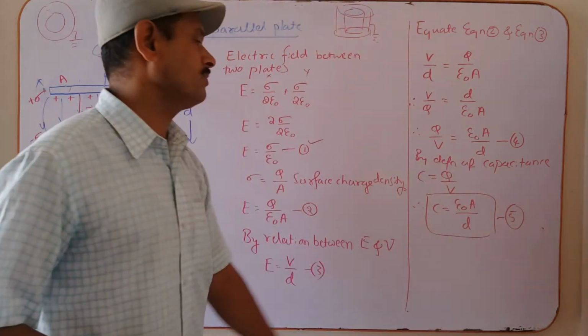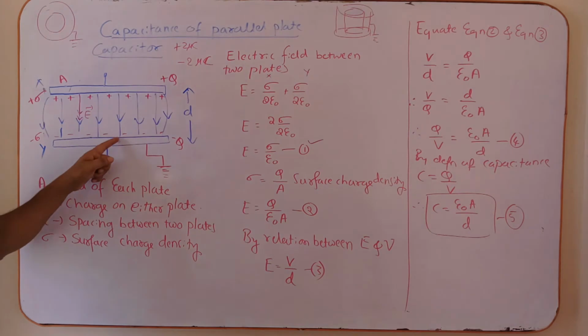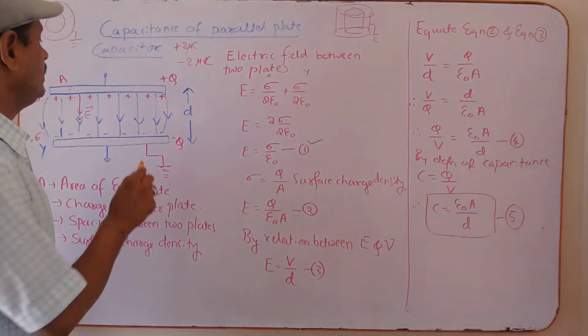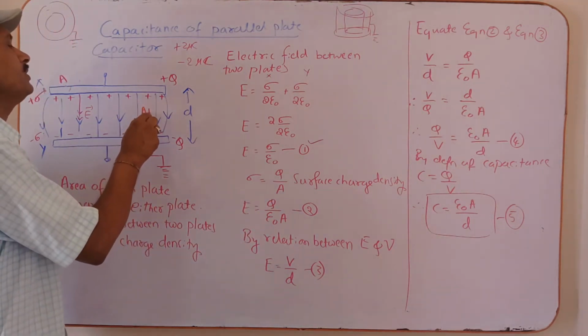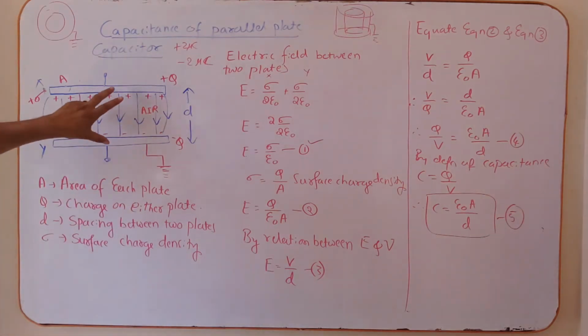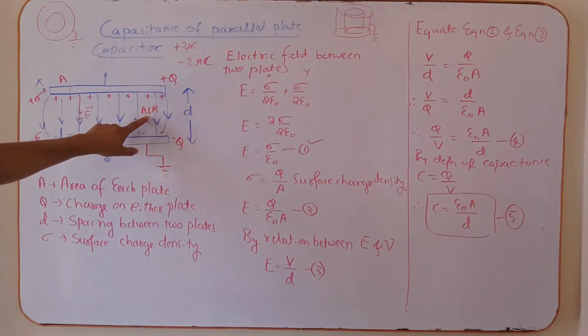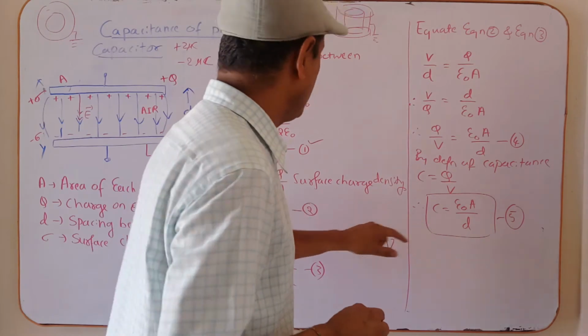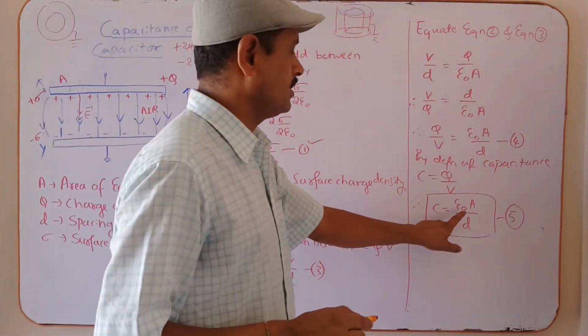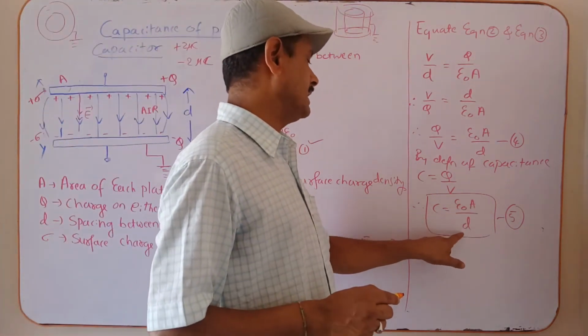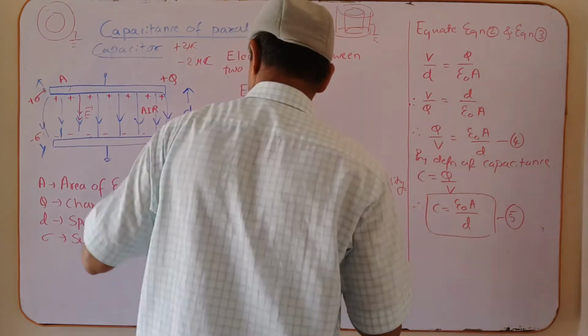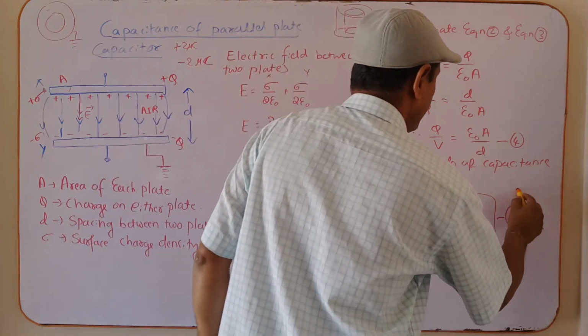This is the equation of the capacitance of the parallel plate air capacitor. Air means it is filled with air in between the two plates of the capacitor. Therefore, the capacitance of the parallel plate capacitor is equal to epsilon naught A divided by d. Now, this is for air.